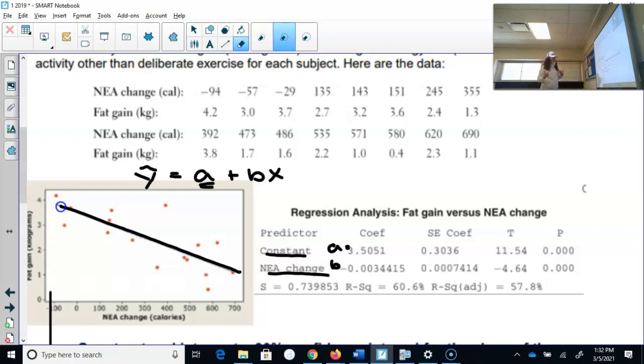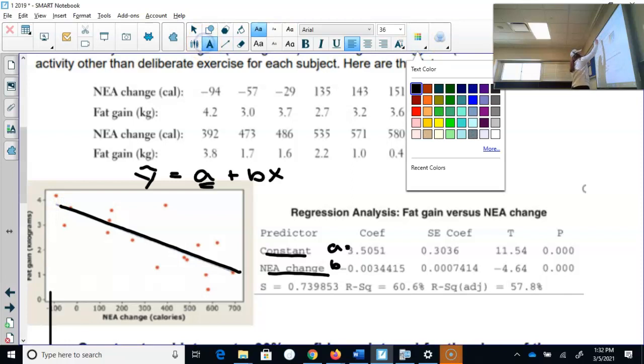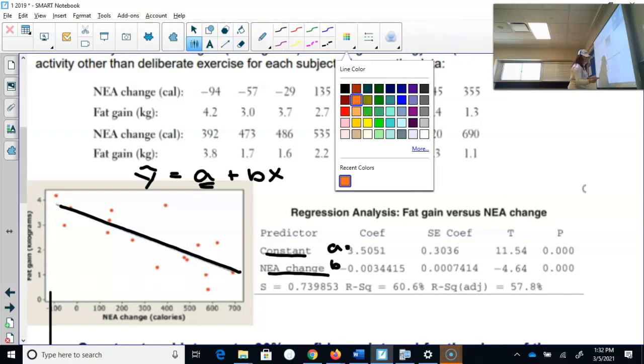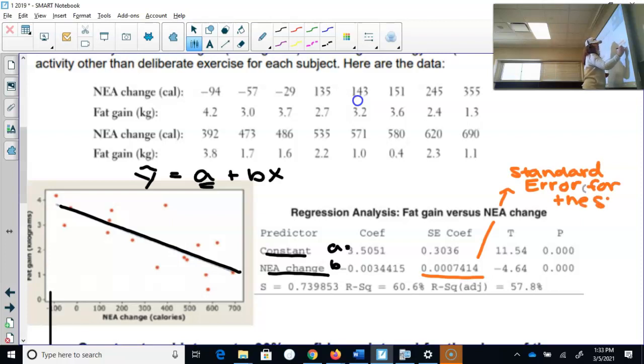Now let's get into some new stuff here. Right here, you do need to know what this value is. This value right here, this is our standard error of the slope. So I want you to underline that right now if you've printed it off. Okay, standard error for the slope. Next, what you need to know right here, this is new as well. This is our standard deviation of the residuals.